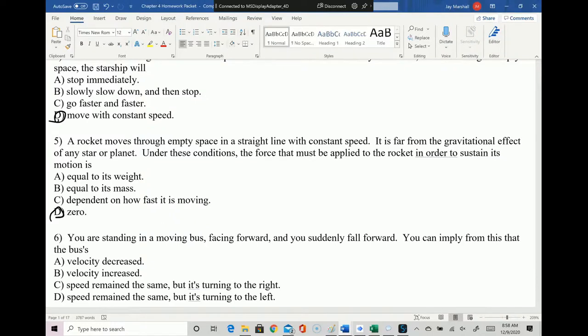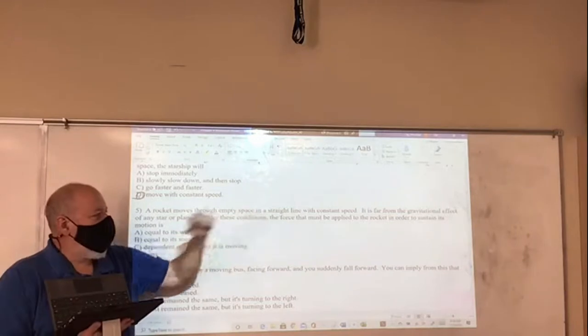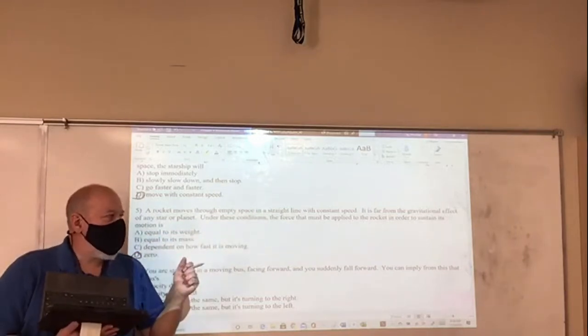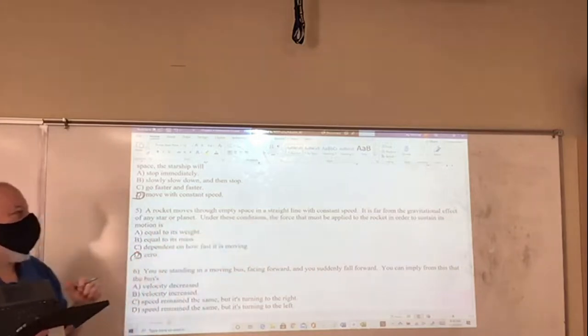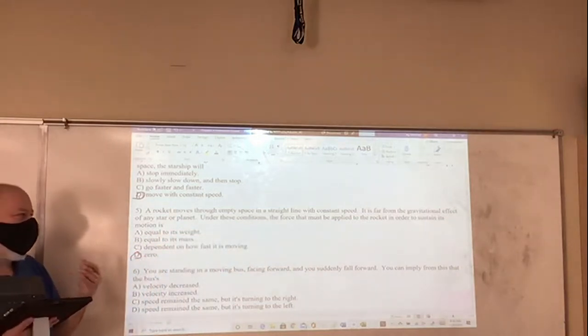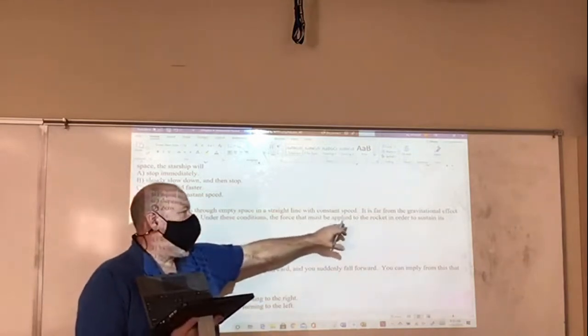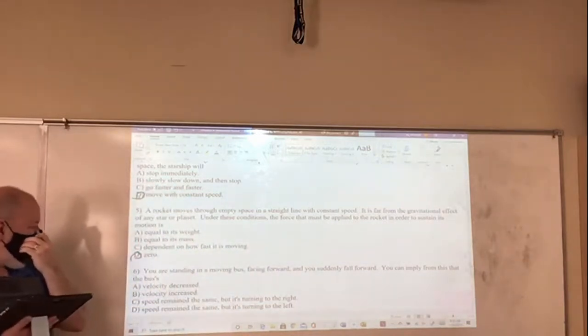Now, whose philosophy would be that in order to keep it moving, I have to continue to apply force? Would that be Aristotle's philosophy or Galileo's philosophy? Aristotle thought that you had to continue to supply a force, right? But Galileo said, no, we're in constant motion, even if it's a constant motion of zero, and I only have to apply a net force if I want to change its motion. But if I'm going in a constant motion, I don't have to apply any force to keep it going.